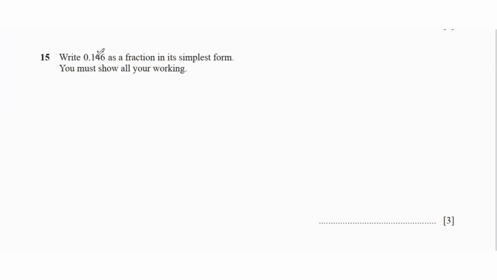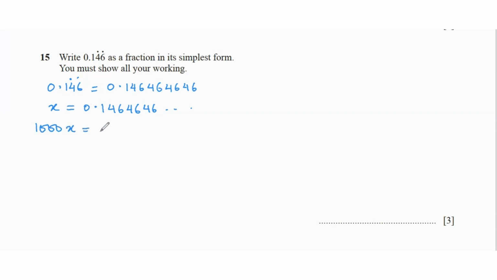So 0.146 recurring basically is this: 0.146. Your 4, 6 are the recurring numbers. So if you know the steps, you're good to go for this question. First step is to assume that x equals 0.146 recurring. And then multiply x by 10, 100, or 1000 based on what you want to create. I'm going to multiply this by 1000 first.